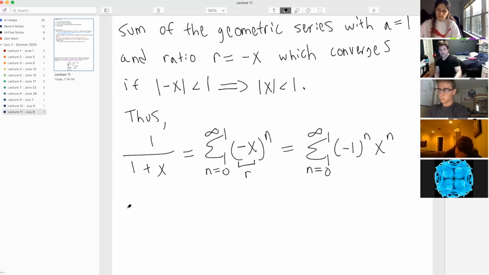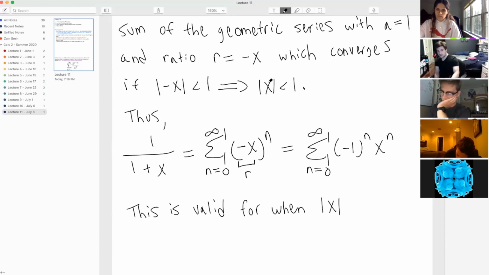All right, and we just need to make note that these equal signs are valid for when our ratio is less than 1. So for that highlighted portion, for when the absolute value of x is less than 1. Okay, so we need to make that statement. So what we've done here is we've taken this rational function 1 over 1 plus x and rewritten it as an infinite series. That's kind of interesting.